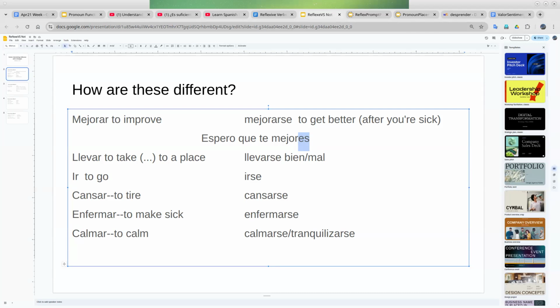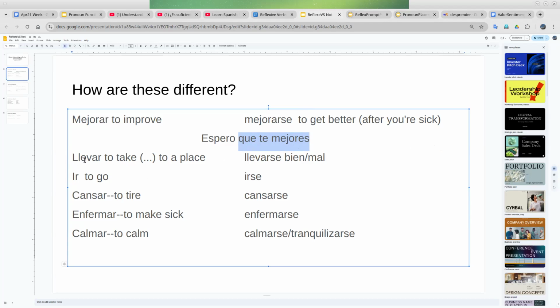But when somebody improves a skill, improves their grades, improves their recipe, improves something they're working on, that doesn't need to be reflexive. But when you've been sick and you're working on healing your whole body, that's mejorarse. And you'll very frequently hear, and you may even hear it expressed only as que te mejores, that you may feel well. And it needs to be subjunctive there, meaning it's not mejoras like you think you should conjugate it, but mejores because of the subjunctive idea.